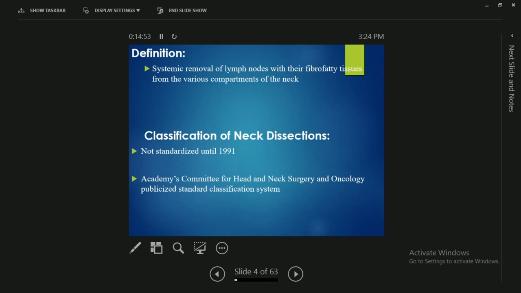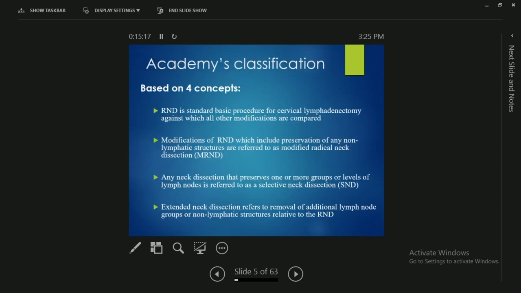Definition of neck dissection: it is a systematic removal of neck nodes with their fibrofatty tissues from the various compartments of the neck. Before 1991, there was no standardized classification for neck dissection, but in 1991, the Academy's Committee for Head and Neck Surgery and Oncology published a standardized classification system for neck dissection. The Academy's classification is based on four concepts.